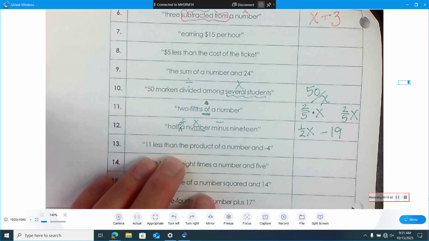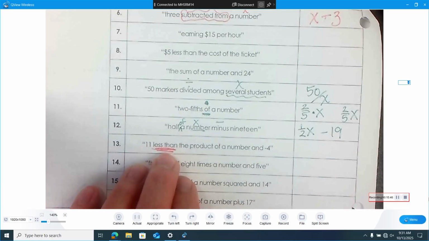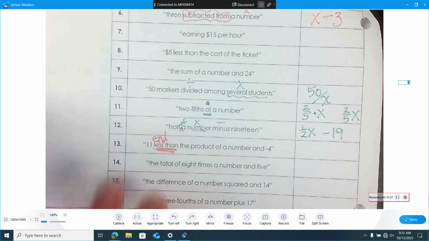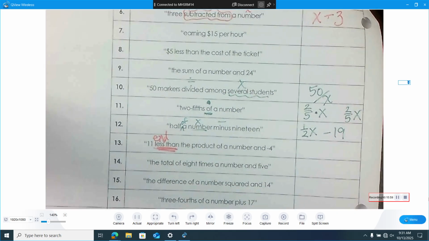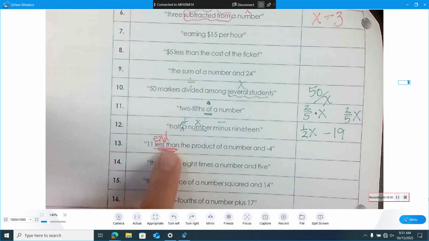All right, here's another tricky one. 11 less than. Less than is one of those tricky phrases we have to be careful of. Does the 11 go at the beginning or does it go at the end? Yeah, the 11 less than must go at the end of our statement. Less than or subtracted from. Those are the two phrases that we have to be really, really careful about. So 11 less than is going to go at the end.